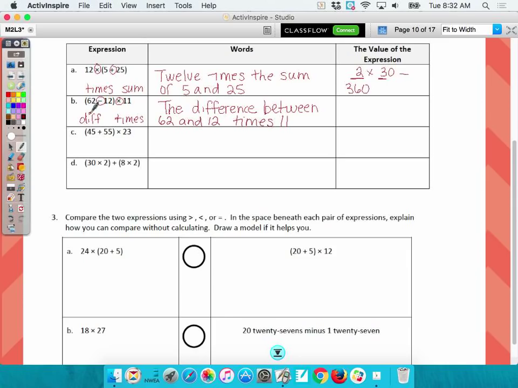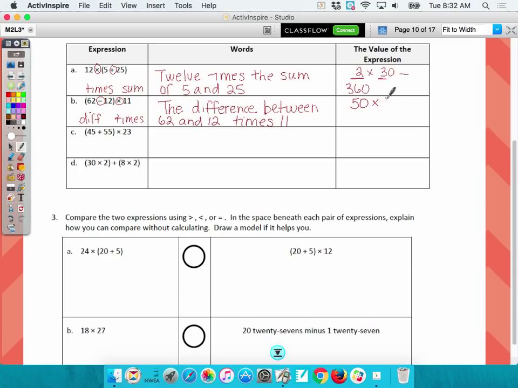Not because it's first in the problem. Why are we subtracting first, Giovanni? It has the parentheses, so we're going to do that part first. So 62 minus 12, can you do that in your head? I hope so. What is it?